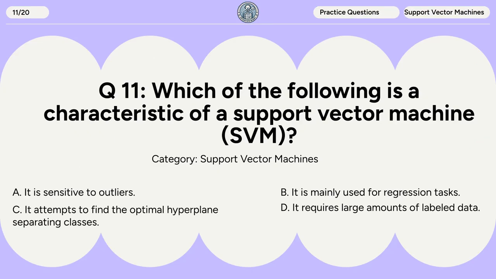Question 11. Which of the following is a characteristic of a support vector machine? A. It is sensitive to outliers. B. It is mainly used for regression tasks. C. It attempts to find the optimal hyperplane separating classes. D. It requires large amounts of labeled data.